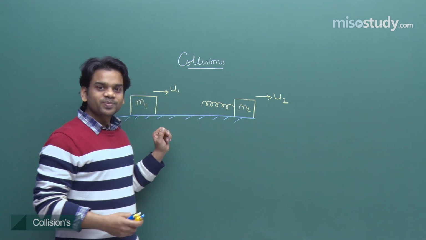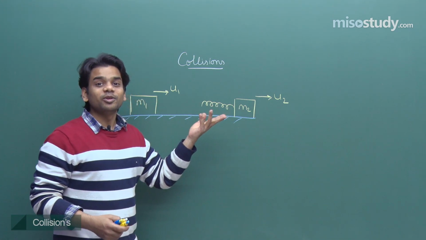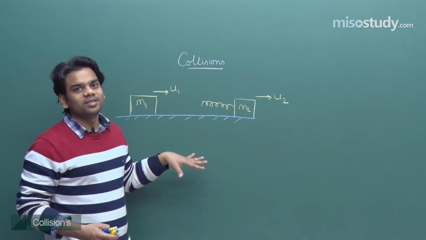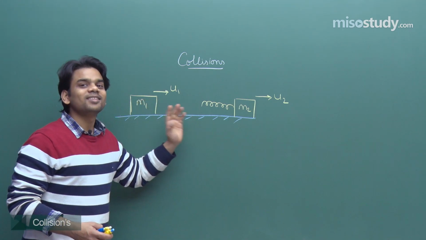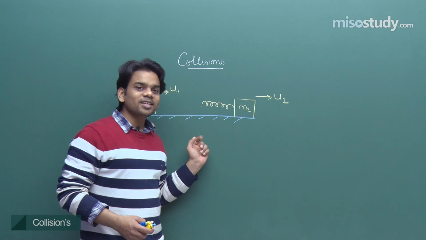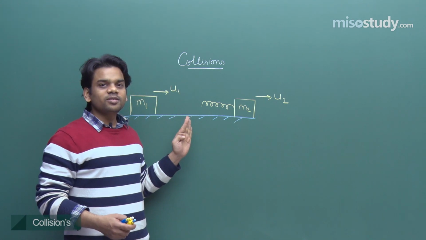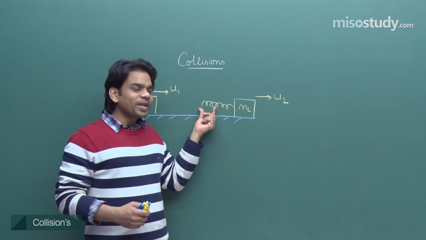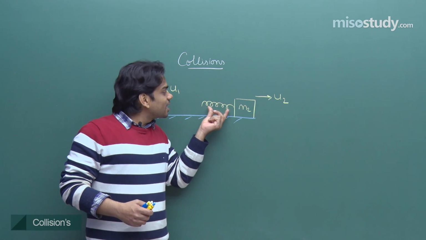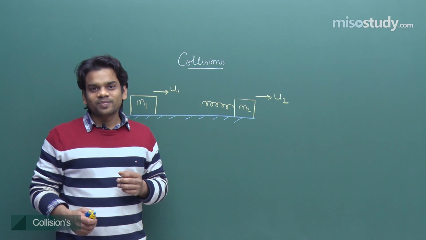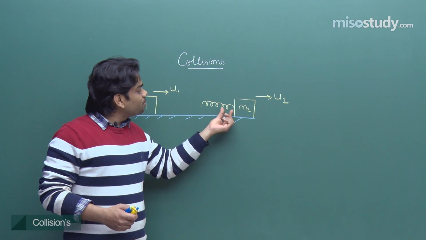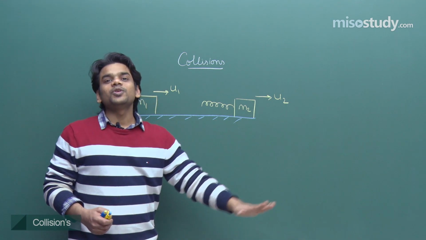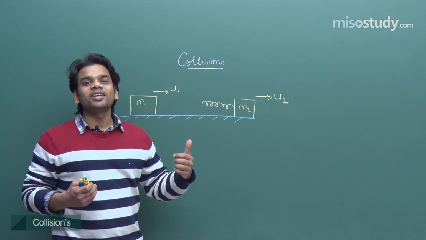Suppose u1 is greater than u2, because if u1 is not greater than u2, collision will never occur. So it's a waste of time learning this topic. So let u1 be greater than u2, so that this object reaches the end of the spring, and as it touches the spring, you all know what is going to happen, the spring will get compressed. The spring gets compressed, it means the potential energy of the spring will increase, and after that the spring reaches its natural position, and then both objects will move separately with some different speeds.